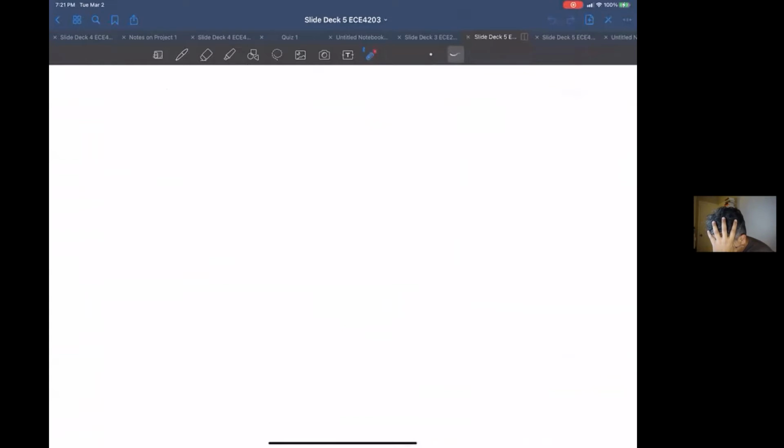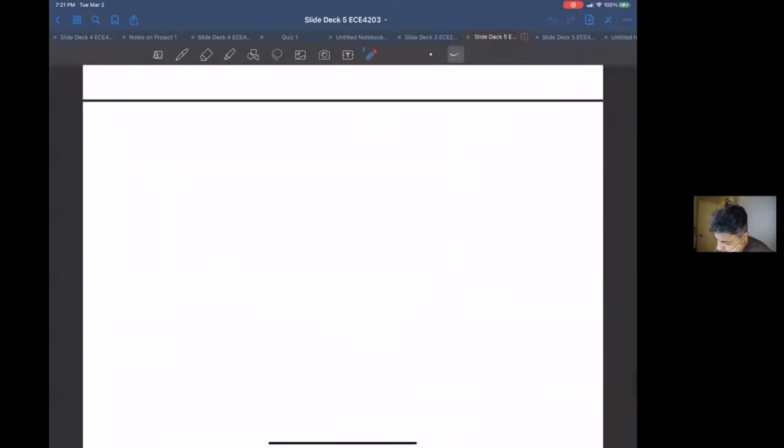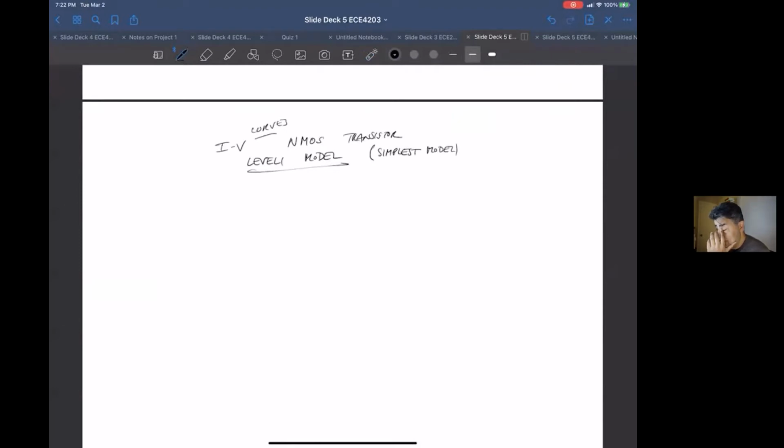So basically what we did last time was that we looked at the IV curves of an NMOS transistor, and we created a level 1 model, the simplest one. That's what it means by level 1. And basically this is how it looked. The drain current looked like the following. It just looked like 0 if the gate source voltage was less than the threshold voltage.